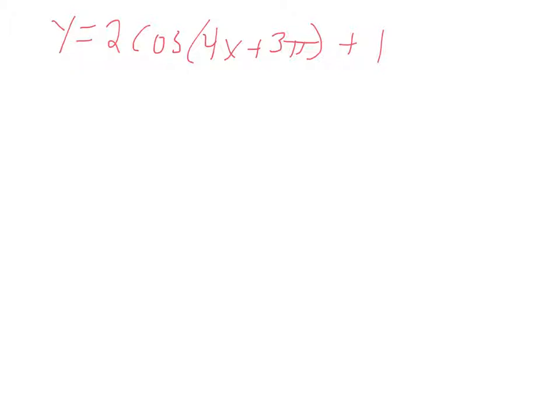When we're graphing this, the first thing we want to do, just like we did before, is to go ahead and factor out the coefficient on x, leaving us with x plus what? 3 pi over 4. x plus 3 pi over 4, yeah.